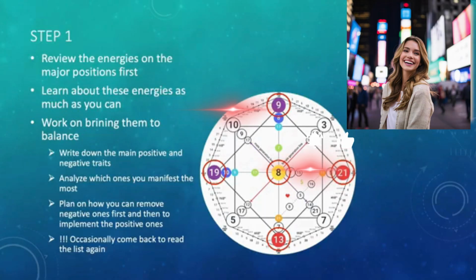So if we look at the matrix, the main positions are 5 points that you can see circled on the screen. It's the day of the birth, month of the birth, year. There is one at the bottom and one in the center. You can learn about these energies as much as you can and try to bring those energies into balance. You can write down all the negative and positive characteristics, analyze which ones you perform the most, and write down the plan on how you can avoid manifesting negative ones and keeping the positive characteristics.